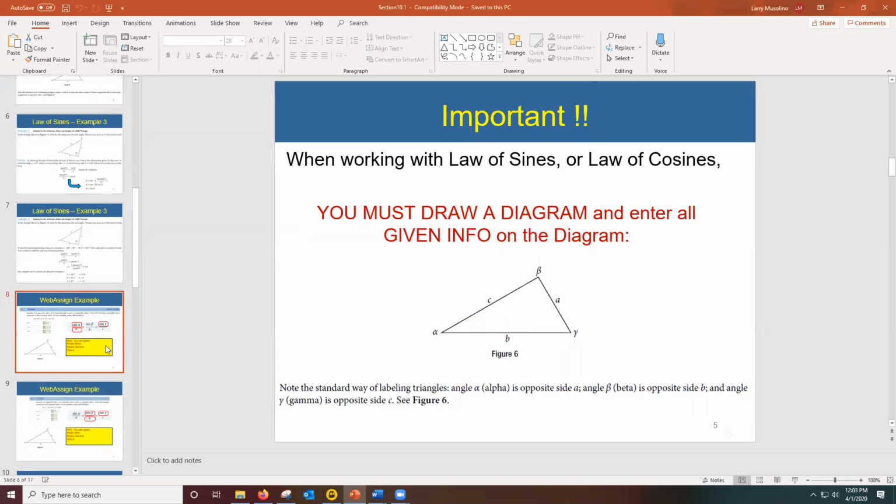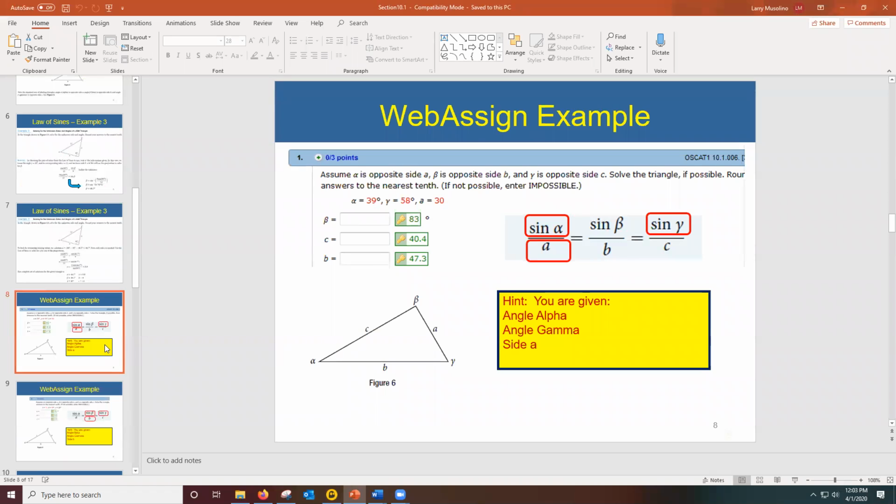So I'm going to jump to a WebAssign example here. All right. So I'm noticing here they're giving me three quantities as given. So I'm going to draw a diagram. And again, for my diagram, I'm going to label these as ABC. So I'm going to replace these with a capital B, capital A, and a capital C. Again, you could use the Greek letters if you want. I just think it's a little easier to make these alphabetic characters. Notice how the side is side a because this side is opposite angle A. Remember, you got to set it up that way.